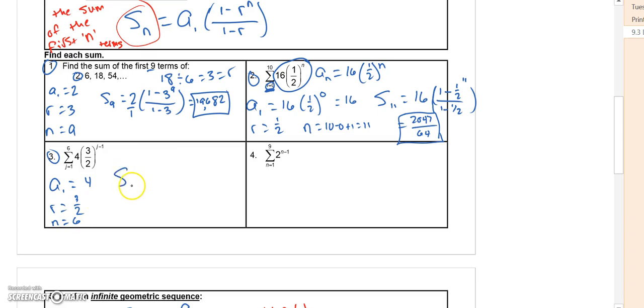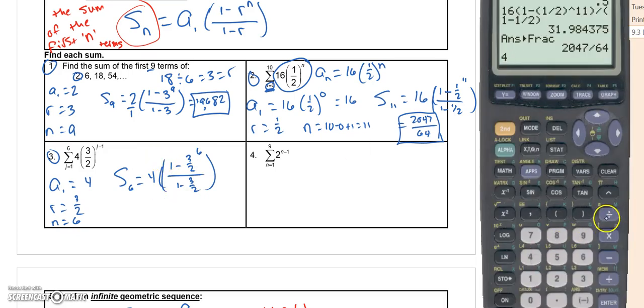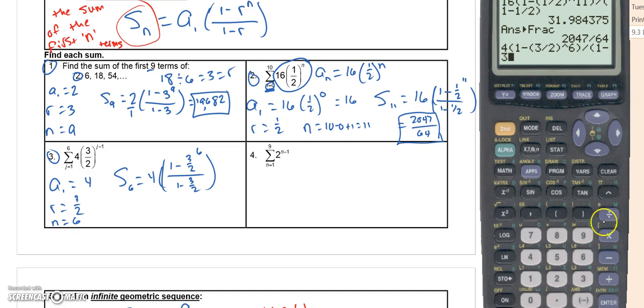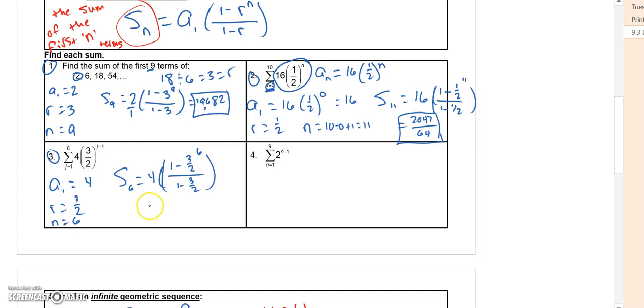So the sum of the first 6 terms is 4 times 1 minus 3/2 to the 6th over 1 minus 3/2, and we get 83.125, which is 665 over 8.